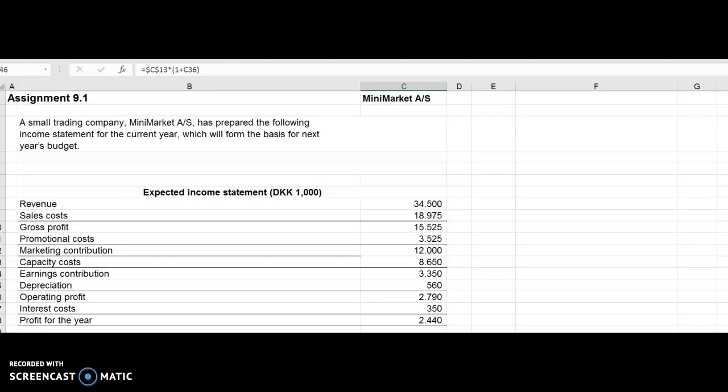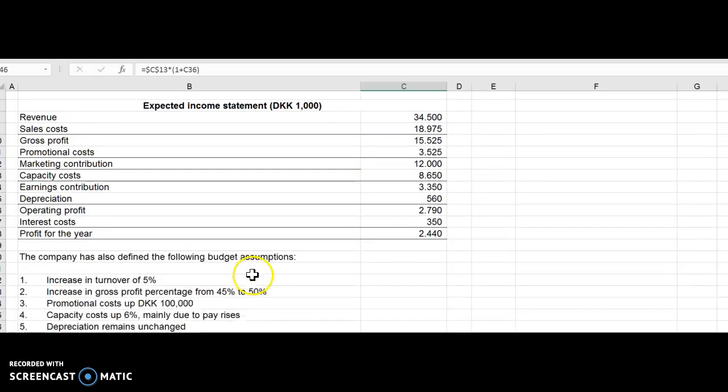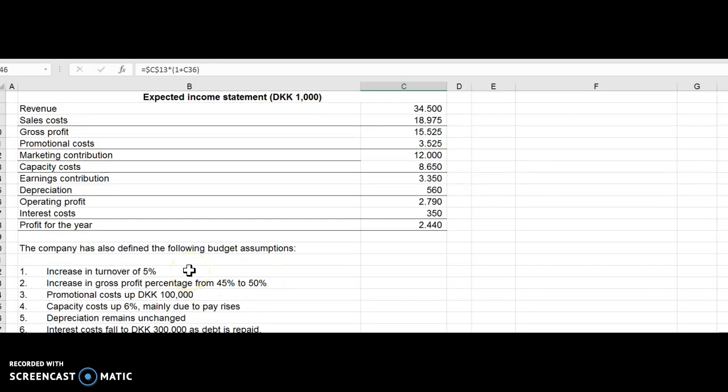This is a solution to assignment 9.1. As you can see, you have here the income statement from current year, and we are talking about indirect budgeting because you here have the assumptions for the new year. Increase in turnover, we have no volume, you have no units, and therefore it's indirect budgeting.